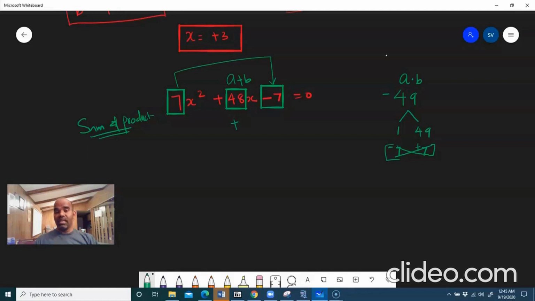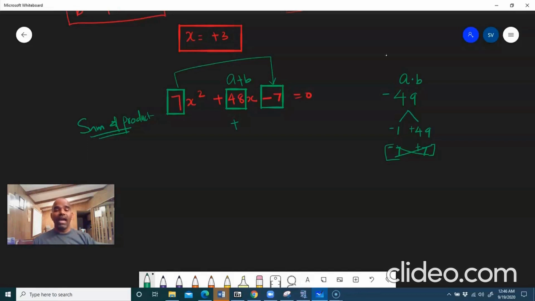We need to check the sum. Sum is positive, so the larger number should be positive. So this is positive and this is negative. Okay, negative 1 plus 49 means positive 48, and negative 1 times 49 is negative 49.